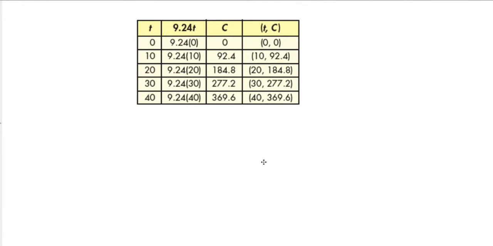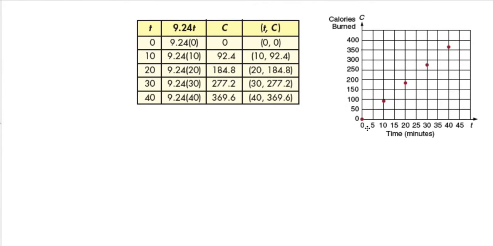If we graph what we have in this table, this is what we're going to get. We graph all the ordered pairs in this area. That's the graph of our table, where your horizontal axis represents time, your independent variable, and your vertical axis represents your dependent variable, or calories burned. Did I say horizontal variable?